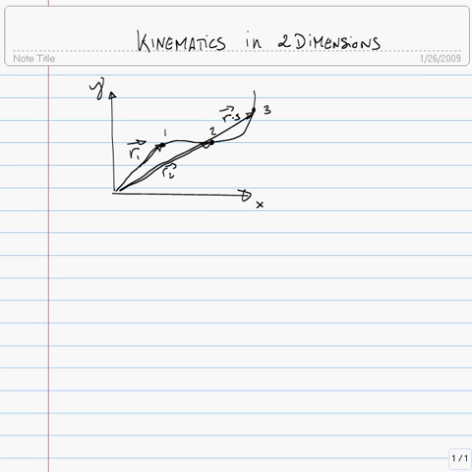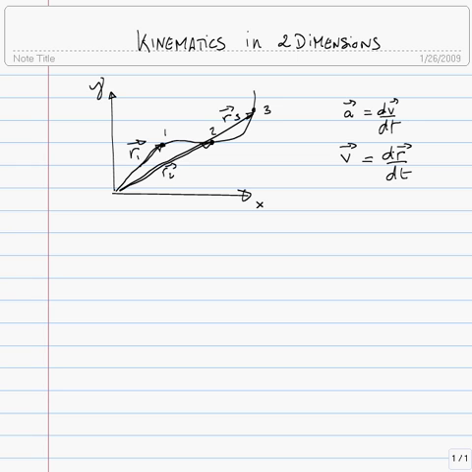The basic formulas that we used before are going to remain the same. a is equal to dv/dt, and for v we had dx/dt because we're using a one-dimensional case. For 2 dimensions, we're going to replace it by dr/dt.